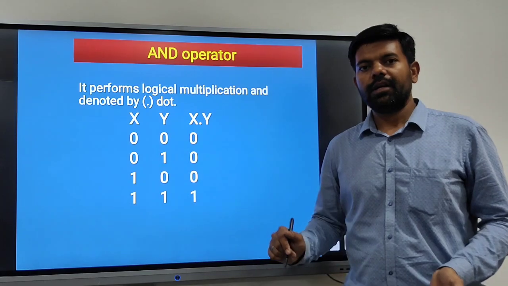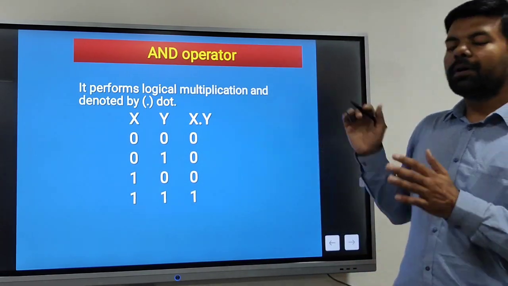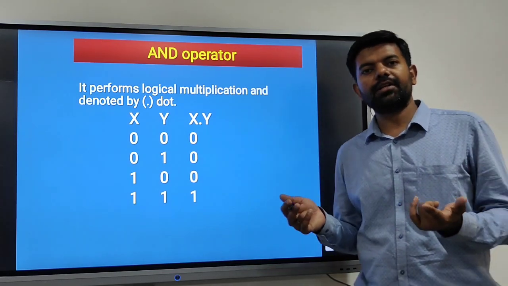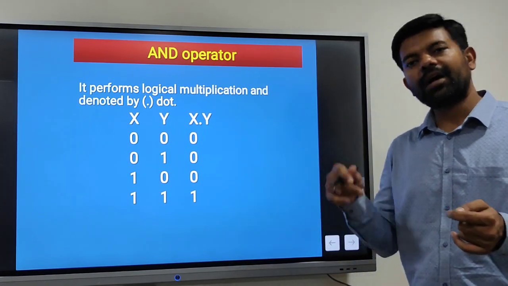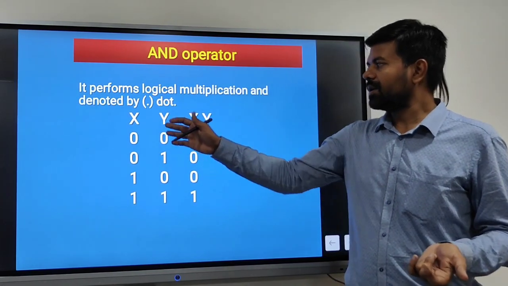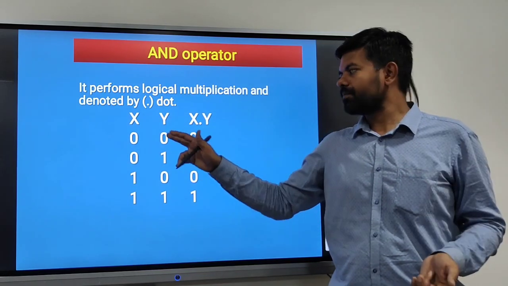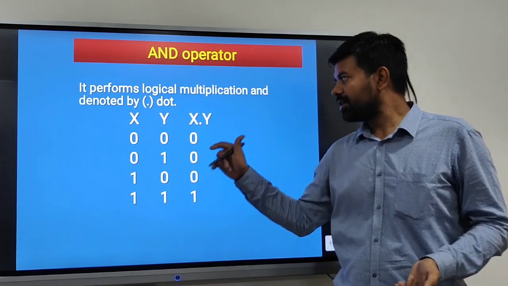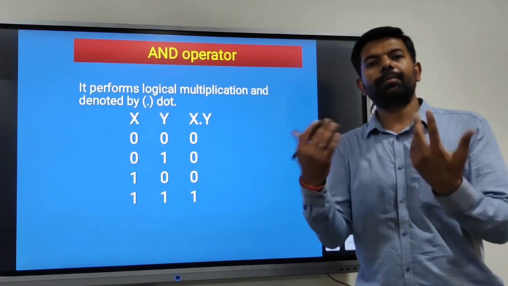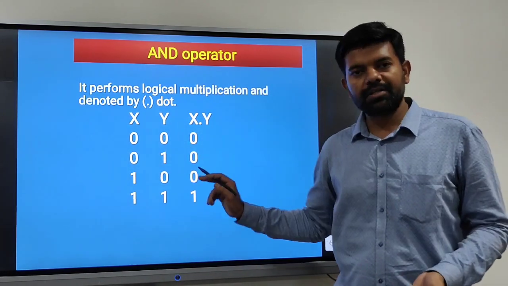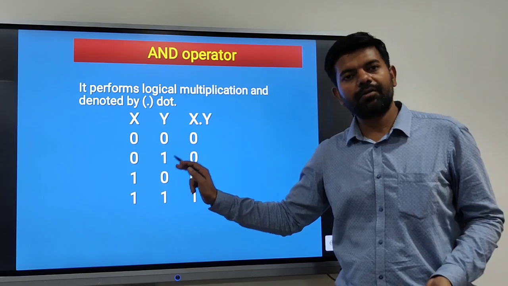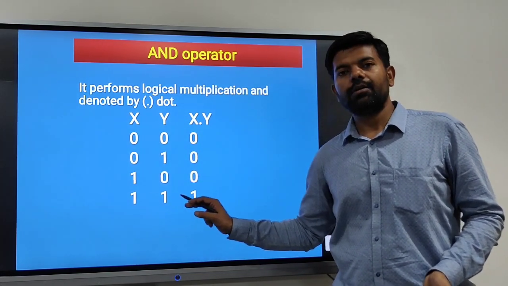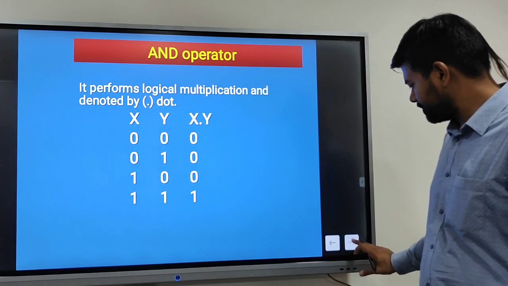AND operator. It performs logical multiplication, denoted by a dot. As we also know in mathematics, multiplication is represented by a cross or a dot. So when we have two inputs, x and y, that is 00, 01, 10 and 11, we get the output in multiplication form. That is 0 multiplied by 0 gives 0, 0 multiplied by 1 gives 0, 1 multiplied by 0 gives 0, and 1 multiplied by 1 gives 1.